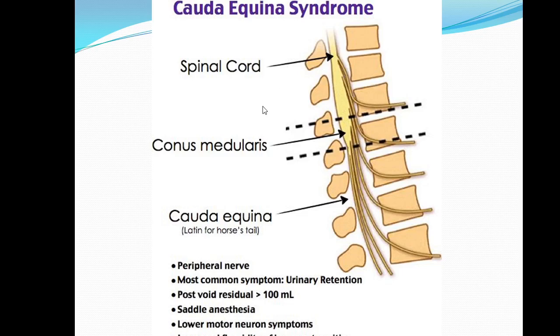Cauda equina syndrome is a condition when there is compression of the cauda equina, and this presents with peripheral nerve signs. The most common symptoms are urinary retention, with post-void residual urine more than 100 ml, saddle anesthesia, lower motor neuron symptoms, decreased flexibility of the lower extremities, and loss of tendon reflexes.